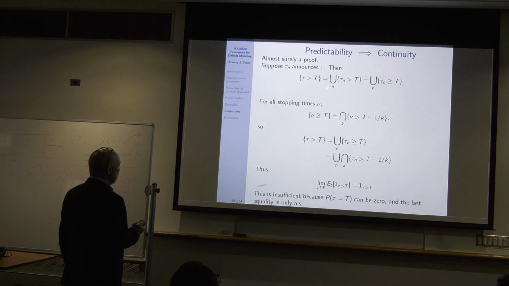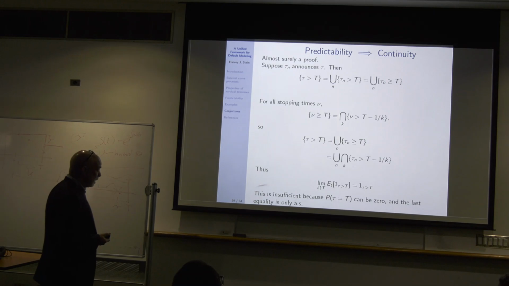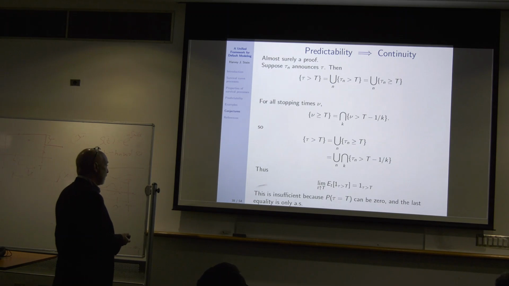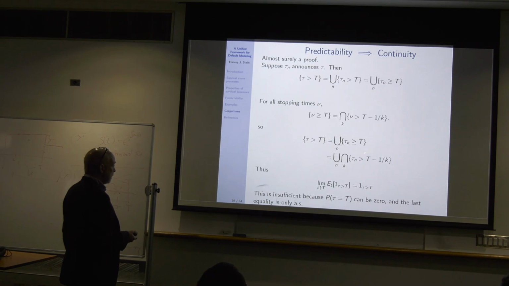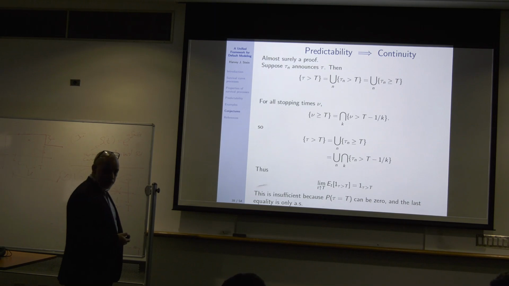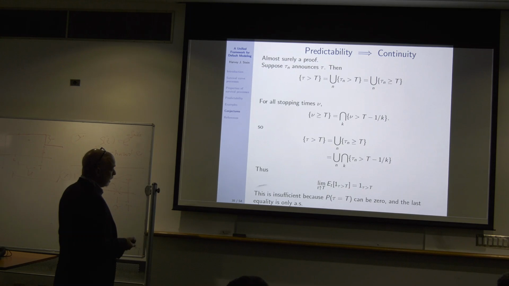So anyway, tau greater than cap T is equal to the union of these tau sub n greater than T, which is the union of the intersection of the tau sub n greater than T minus 1 over k. And since we've expressed it as a union of intersections of sets that occur at earlier times, the limit of the conditional expectation is the indicator function.